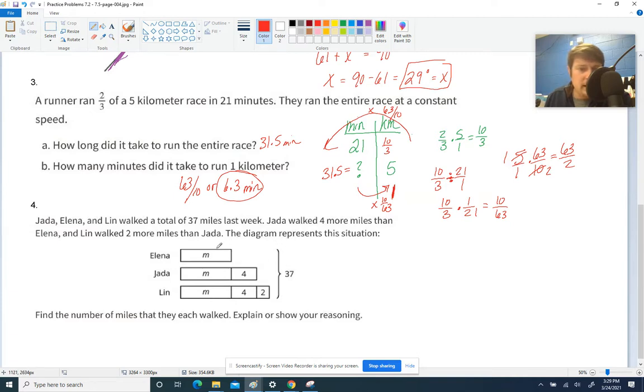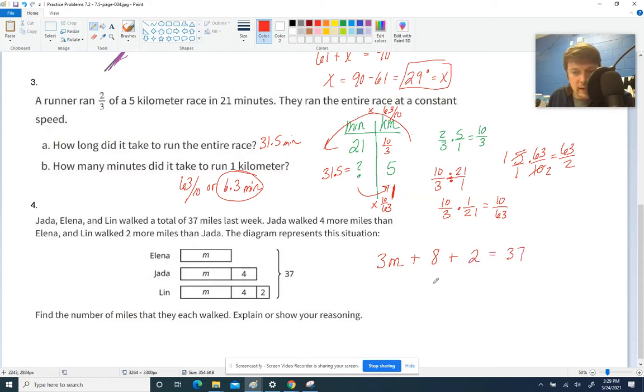Okay. Elena, we'll call her M, right? So that's how far she walked last week. Jada was 4 miles more than her, so M plus 4. And then Lynn was 2 miles more than Jada, so you can see why we tacked on 2 on top of what Jada did. So we're going to find the number of miles that they each walked and show our work. So in this total of 37, we have 1, 2, 3 M's plus 2 4's, which makes 8, and then a 2. And all of that together equals 37.